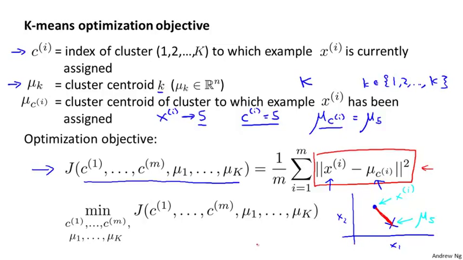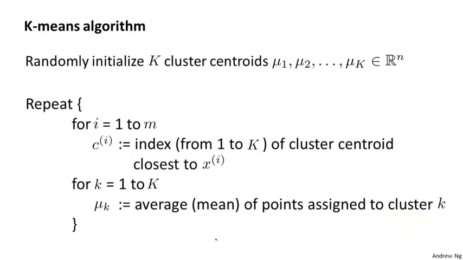What k-means can be shown to be doing is trying to find parameters c and mu to minimize this cost function J. This cost function is sometimes also called the distortion cost function, or the distortion of the k-means algorithm. And just to provide a little bit more detail, here's the k-means algorithm, exactly as we have written it out on the earlier slide.